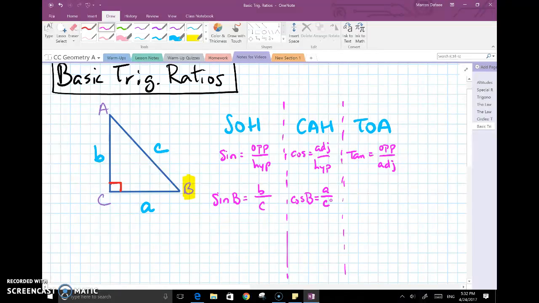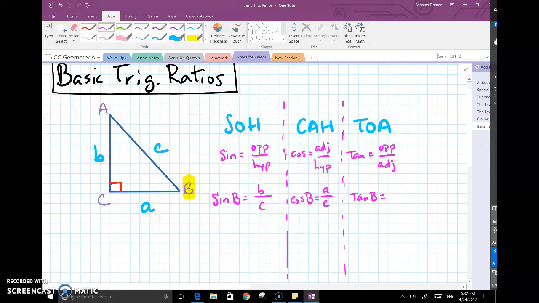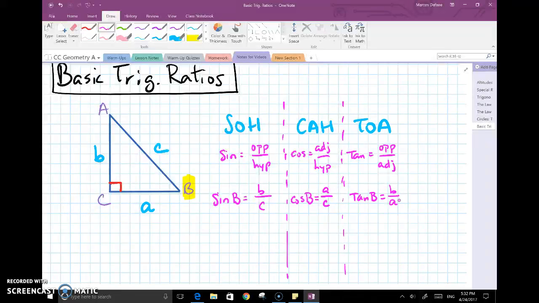Now the tangent is opposite and adjacent, and it does not involve the hypotenuse at all. So if we go back to angle B, we would say the tangent of B, of that angle, would be opposite over adjacent. Opposite of angle B is side b, and the adjacent side to angle B is side a. So this would be the setup for whatever you're trying to figure out, whether it's the length of a side or the value of the angle B itself.